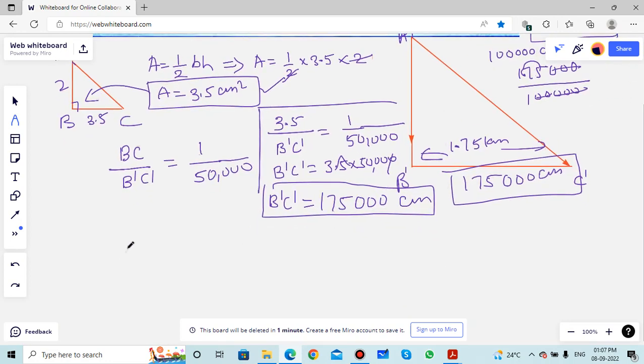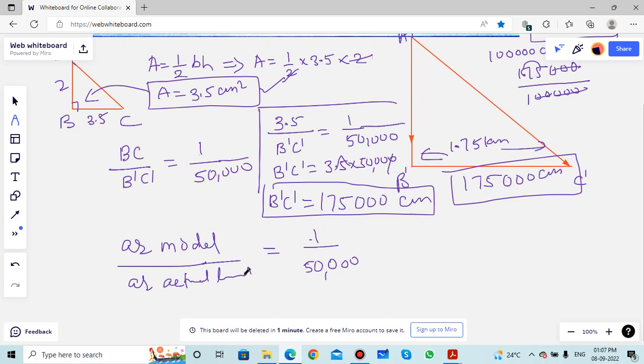Now we see area of model. Area of model upon area of actual land is equal to 1 upon 50,000 they have given you. But remember, this is area. So in this, K will not be there. It has to be K square. So we have to square it.